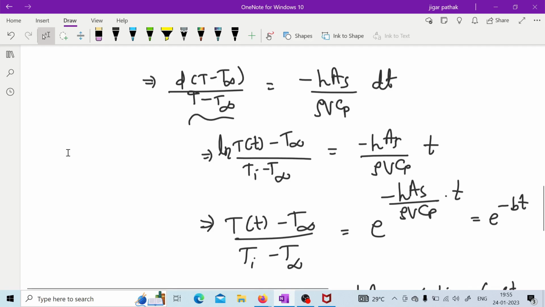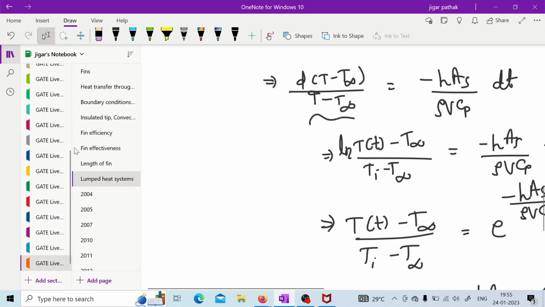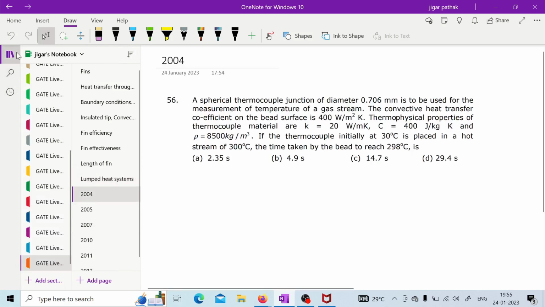That is why you are telling the time constant is rho VCP upon HS. You are telling like that. Yes, sir. Maybe then you will be correct. I will check. Okay, sir.